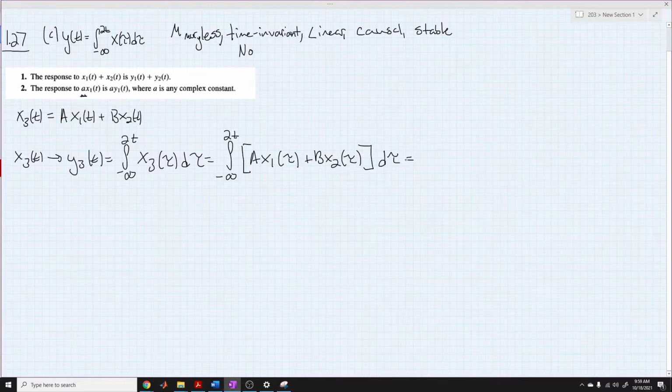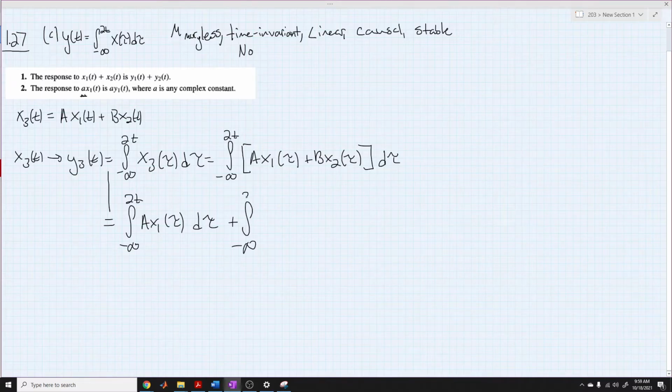And we could move some stuff. We can multiply in the d tau, and when we multiply in the d tau, this right here is associated with the d tau, so that'll multiply in as well. And then we could separate them. So we'll have the integral from negative infinity to 2t of a x1 of tau d tau plus the integral from negative infinity to 2t of b x2 of tau d tau.